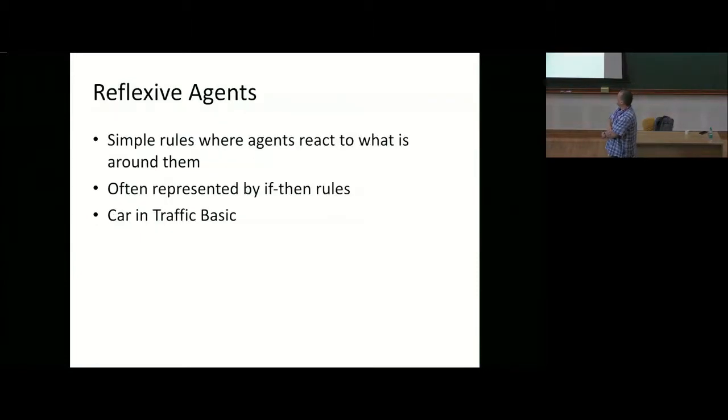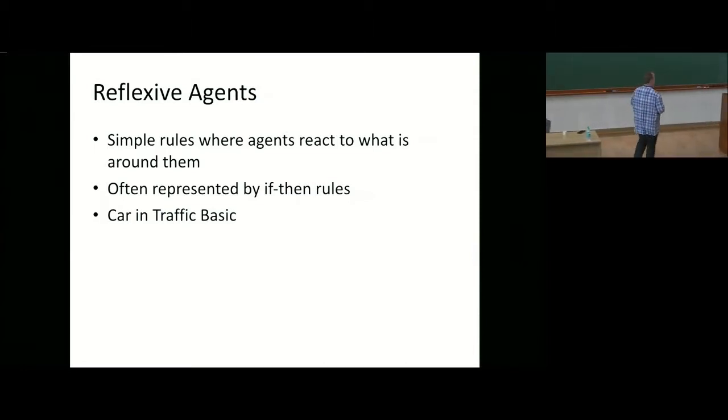So reflexive agents are simple rules where agents simply react to what is around them. Often these are represented by simple if-then rules. You can think of this as the classic stimulus-response kind of framework, right? In biology, we often think of the fact that with animals, you provide them with a stimulus, they give you a response. And usually in the simpler animals, the animals that don't have as complex brains as humans or primates, that response is almost completely predictable. And so agents are kind of in that space as well.